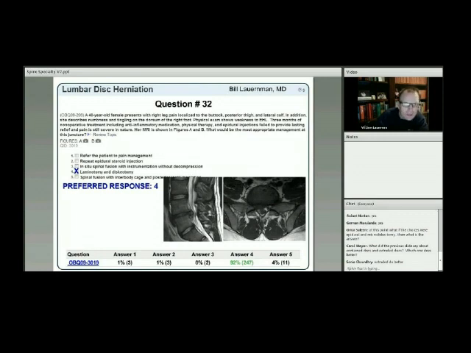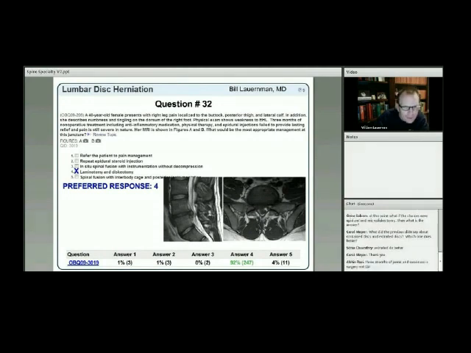And that is the original, should be the first operation for straightforward disc herniations, and certainly where the chief complaint is leg pain. Fusion is really not part of the primary surgical algorithm for HNP.